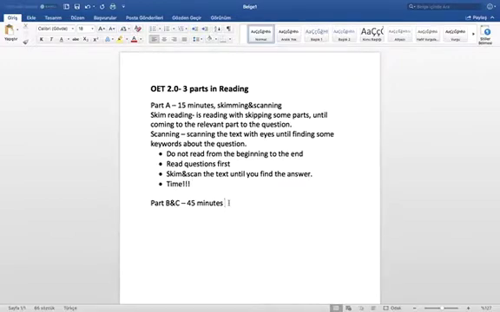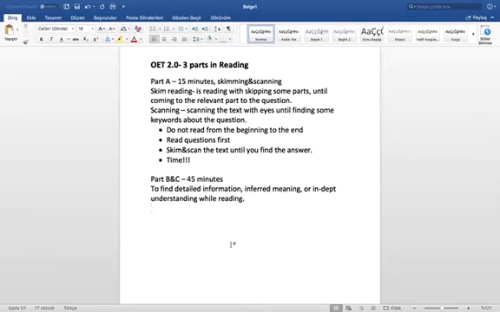For Part B and C together, you have 45 minutes. Here, you need skills to find detailed information, inferred meaning, or in-depth understanding while reading. So you definitely need to read the paragraphs and the text from beginning to end, but read the questions first so you know what to pay attention to while reading.